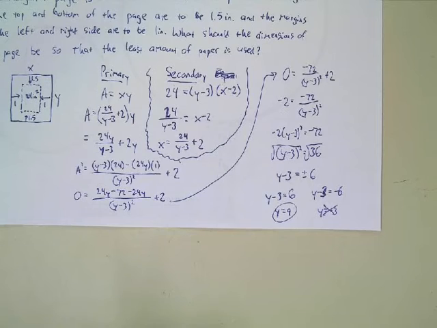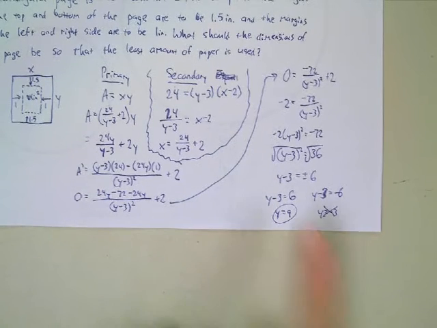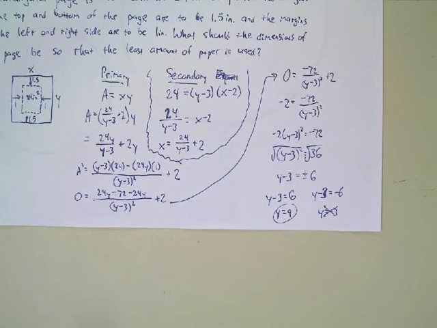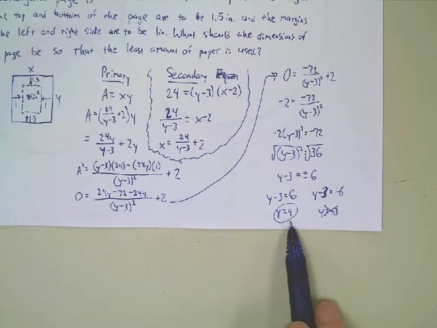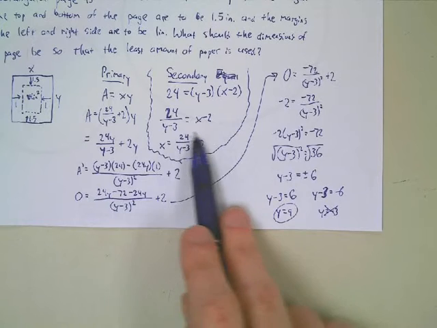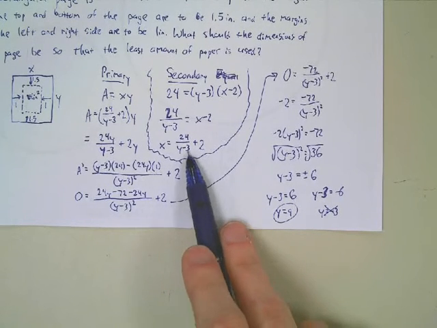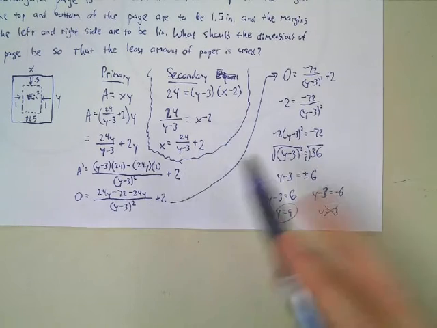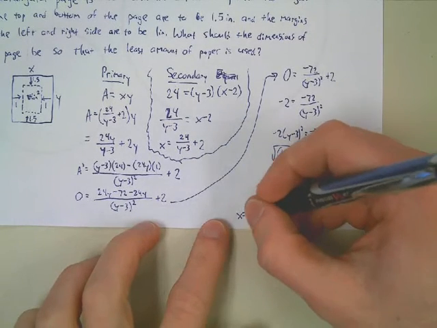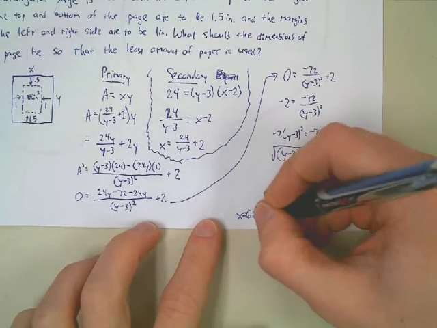Because we want the dimensions, you've got to plug this 9 back in right here to our secondary equation where it's already solved. So it'll be 9 minus 3, 6. 24 divided by 6 is 4, plus 2 is 6. So x will be 6. And both these dimensions are in inches. So a 6 by 9 sheet of paper.